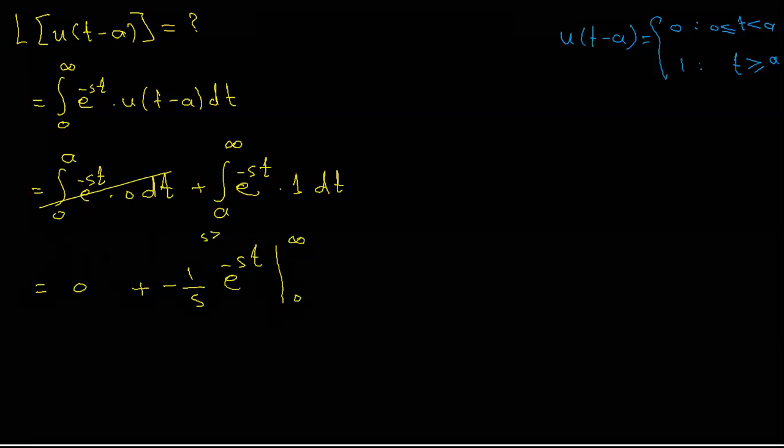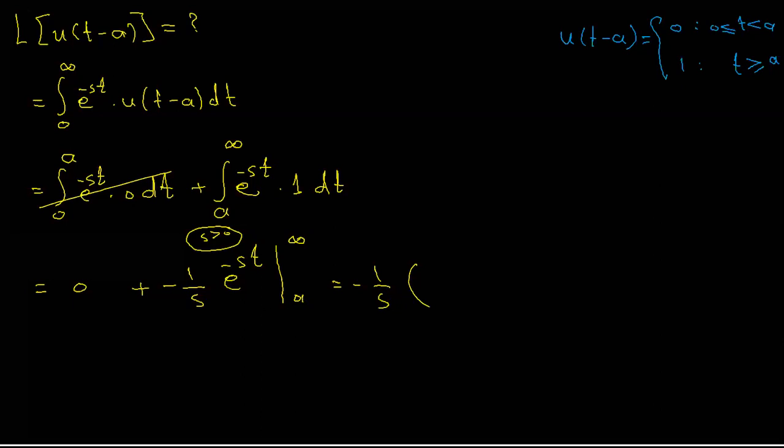Don't forget you need your s to be greater than 0 to get a convergent integral. So I have negative 1 over s. When my t is infinity, I have e to the negative infinity. Is it from a to infinity? Yeah, it is. Here a and here a. So when my t is infinity, I have e to the negative infinity, it is 0. Now my a, so I have negative e to the negative sa. Now minus and minus, those will be plus. I have e to the negative as divided by s.